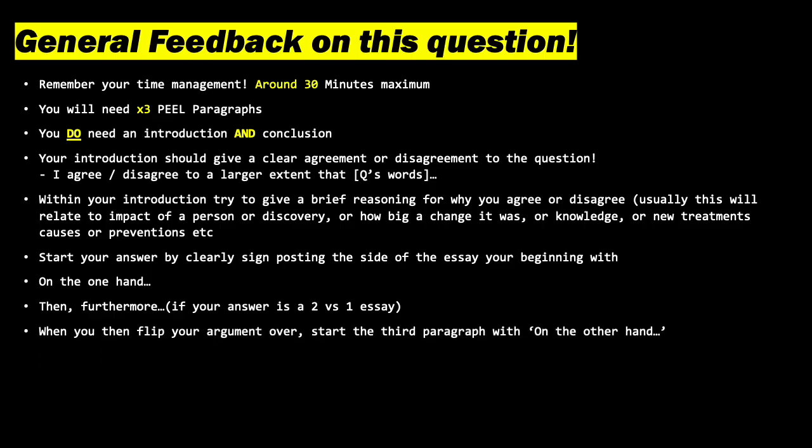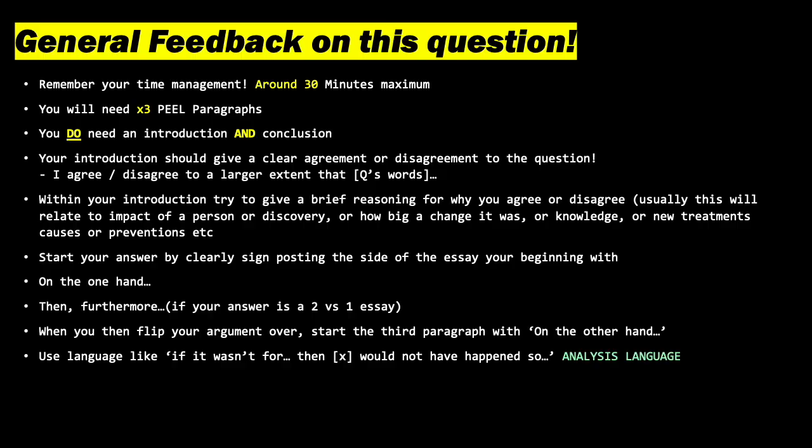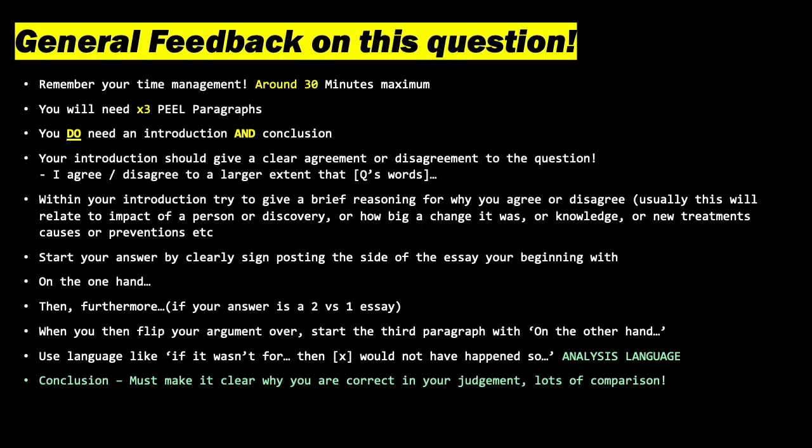And then, of course, to flip it onto the other side, when you then flip your argument, start the third paragraph with "on the other hand". This makes it really clear to the examiner that you've now moved away from that side of the argument onto the final side. Try to use language like, if it wasn't for X, then Y wouldn't have happened. Despite X happening, Y was more important. That kind of analytical language, where you're arguing, okay, I accept that's good, but it's not as good as that because... and generally it's about impact, those kinds of arguments.